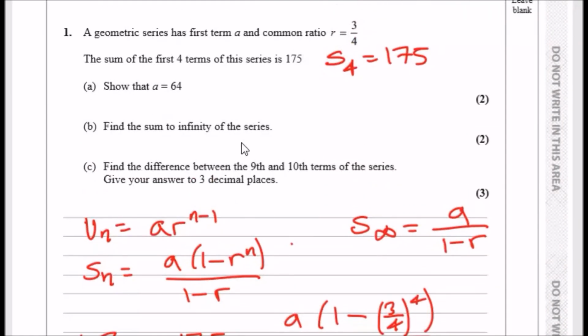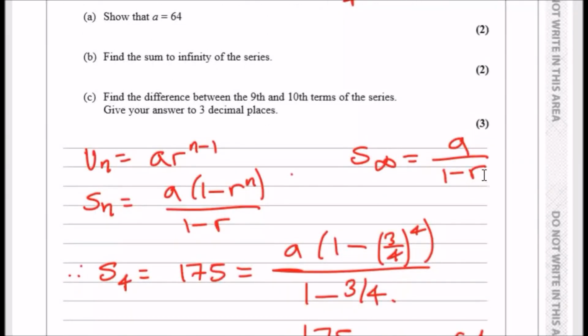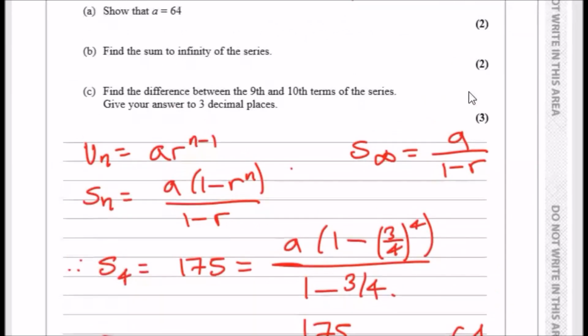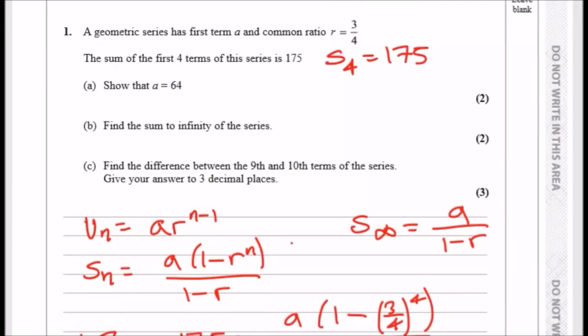Now, part B. Find the sum to infinity of the series. Well, the sum to infinity is just a over 1 minus r. So plug in the value a, which is 64, and plug in the value r, which is 3/4. Smash this in your calculator, and you should get an exact answer of 256. Done. So easy, really.